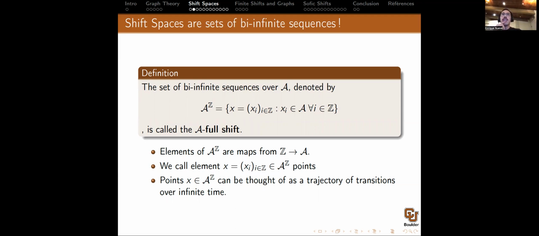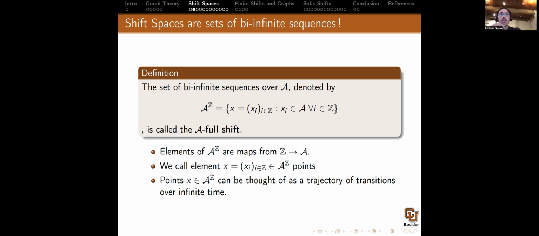And furthermore, a sequence is traditionally a mapping from the natural numbers to some other space. And this space for us, this bi-infinite sequence, is all integers mapped to some characters of a finite alphabet. We call the elements of the full shift, these bi-infinite sequences made up of symbols from the alphabet, points.